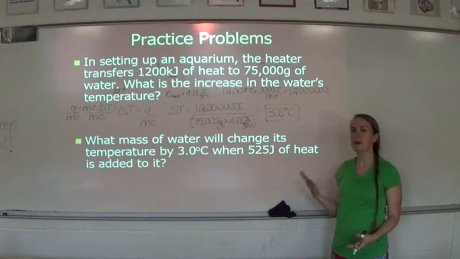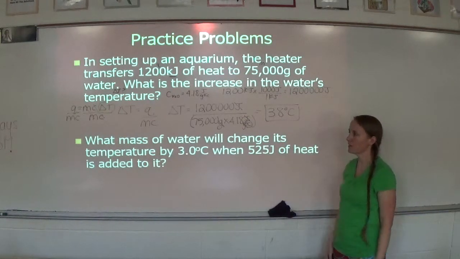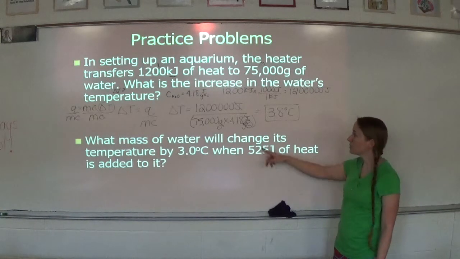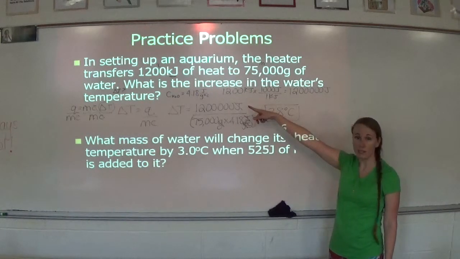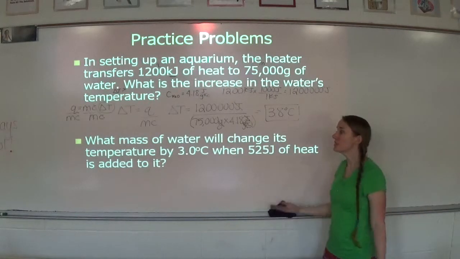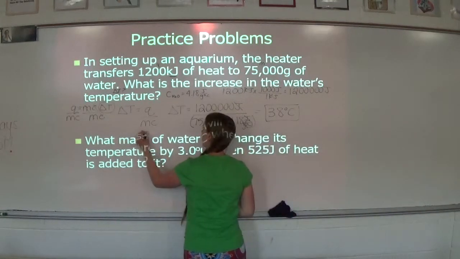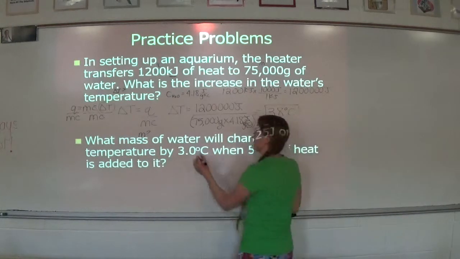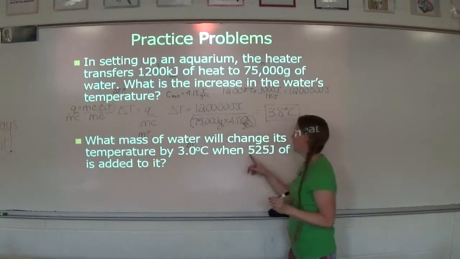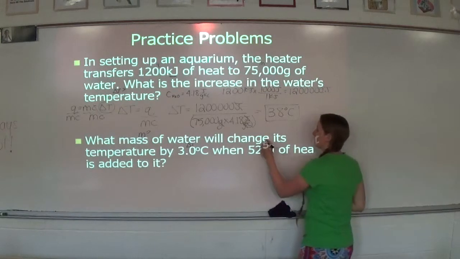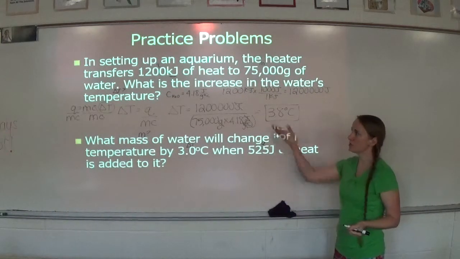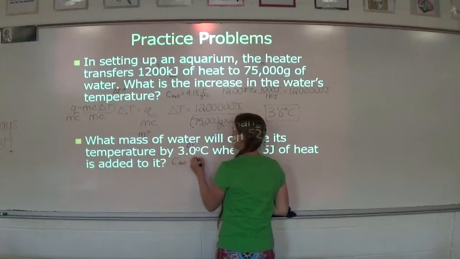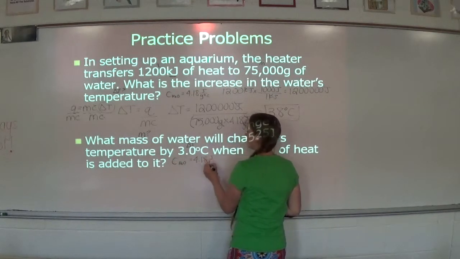So the main thing that people have trouble with in this chapter is this formula right here. All right, so maybe pause it, try this one on your own. Remember, you have the specific heat of water right there. All right, and then we'll do it together. So it says, what mass of water? So this time I'm looking for M. We'll change its temperature by 3 degrees Celsius, so there's my delta T, when 525 joules, so there's my heat, is added to it. So remember, we can use the same C that we have for water up here. So it's 4.18 joules per grams degrees Celsius.